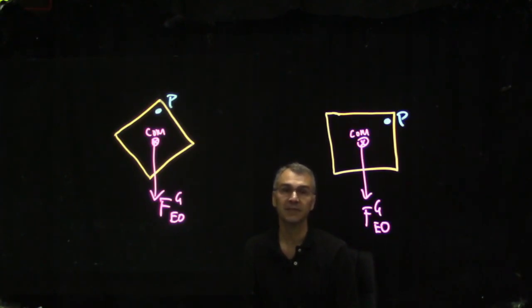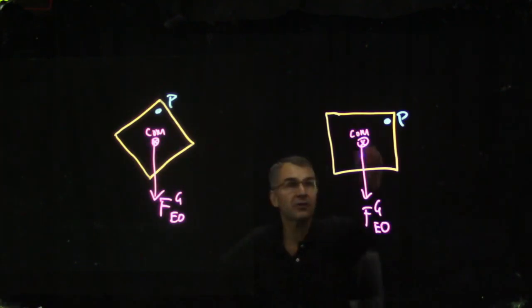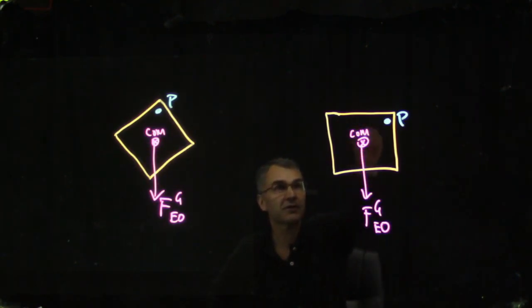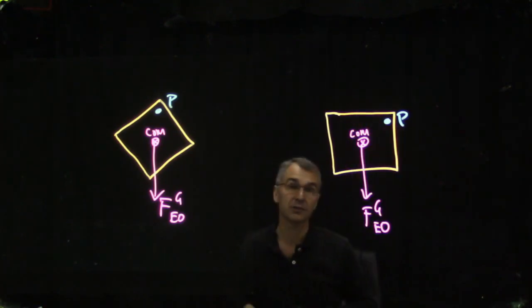So now that we have an understanding of torque, we can see that if the center of mass is directly below the pivot, then there is no torque trying to change the orientation of this object. Whereas if the center of mass is not directly below the pivot, then in this case there's a counterclockwise torque trying to reorient this object so that the center of mass is indeed below the pivot.